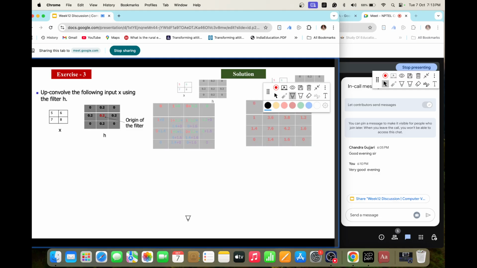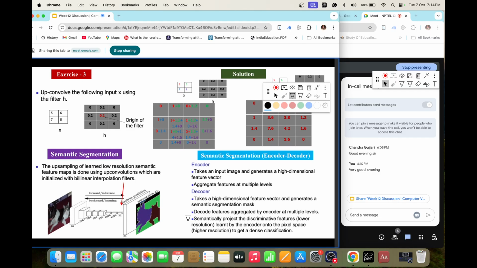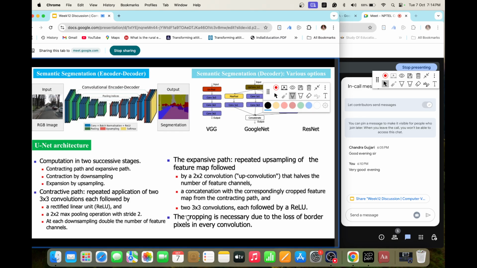Now there is upconvolution, which I will discuss next. Then for semantic segmentation, everything is covered.